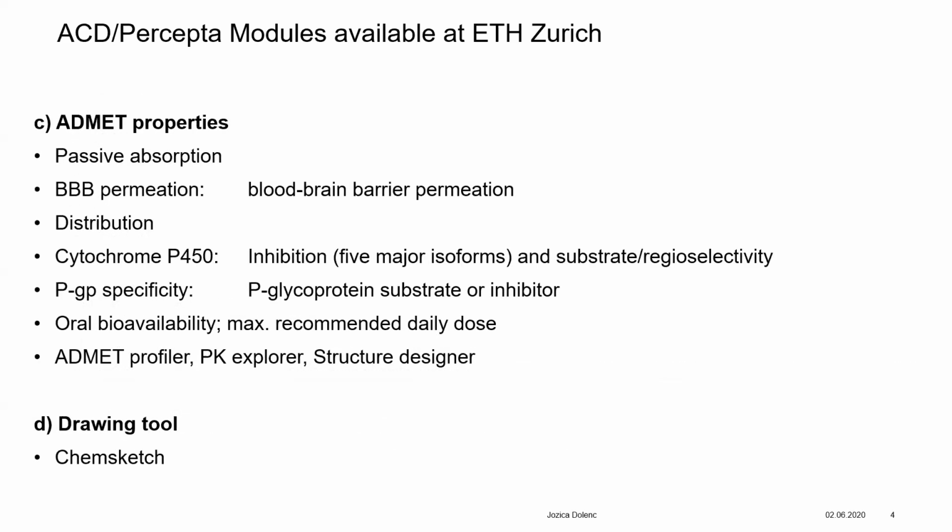And there are also ADME properties. So absorption, that's the A of ADME, passive absorption, BBB permeation, blood-brain barrier permeation, distribution, that's the D. Then metabolism, cytochrome P450, either the inhibition or to see if the molecule is a substrate and where it gets oxidized. This can be predicted. Also PGP specificity, which is important to predict the blood-brain barrier potential. And finally, oral bioavailability and also prediction on the daily dose, predicted dose.